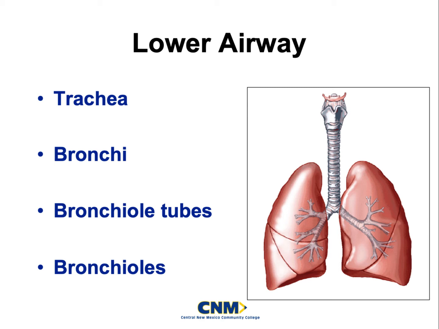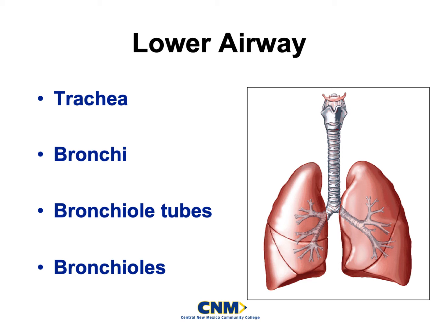Once you get past the vocal cords, right after the vocal cords is the actual opening to the trachea. Trachea, again, is known as the windpipe. It's about 3.5 to 7 inches long, depending on if you're male or female, depending on your age and your height. The trachea branches off, as you can see, into the right and left main stem bronchi. The part where it branches off is known as the carina, C-A-R-I-N-A.